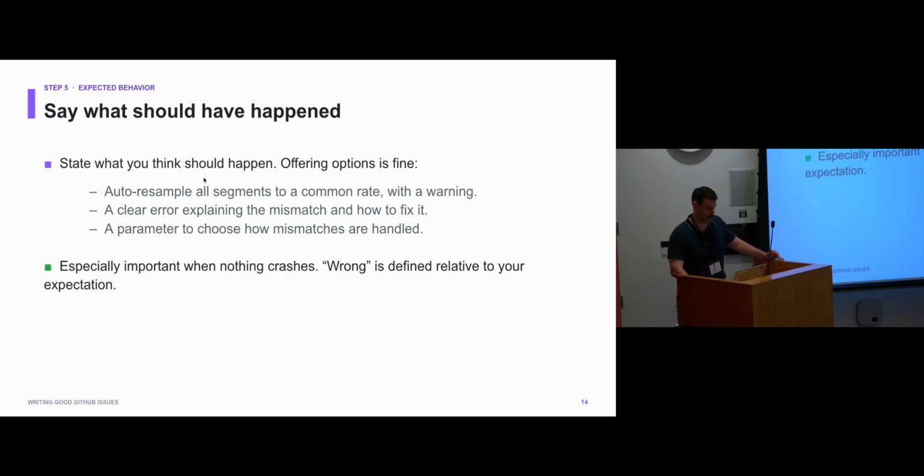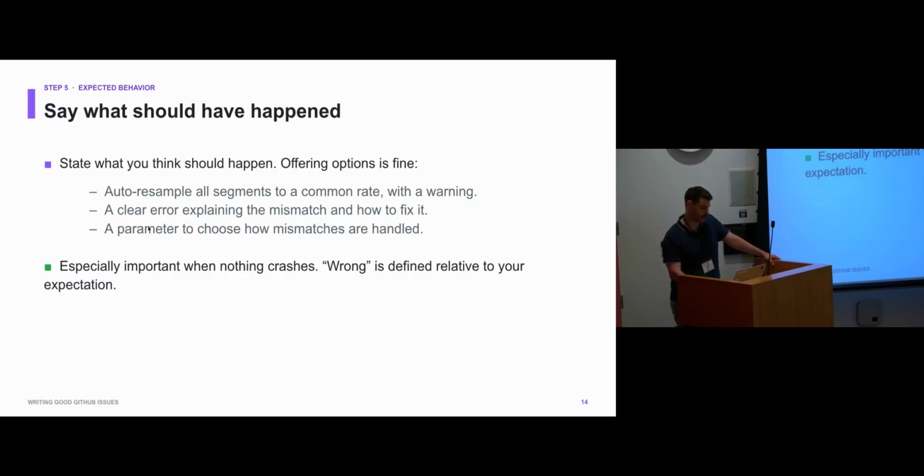And then you should say what you think should have happened. Here, it's not exactly clear what should have happened. One option is it could auto resample all segments to a common rate and throw a warning, right? That's a reasonable course of action for SpikeInterface to deal with segments of two different sampling rates. Another is a clear error explaining that it's not able to extract mean waveforms if the concatenated signals are of different sampling rates. That's perfectly acceptable too.